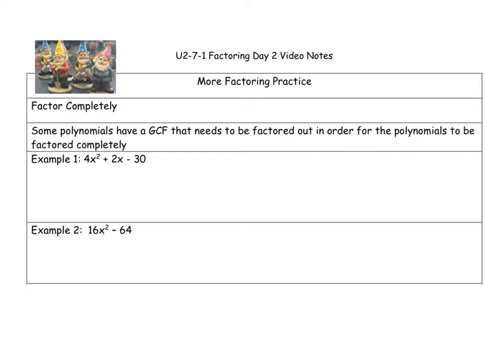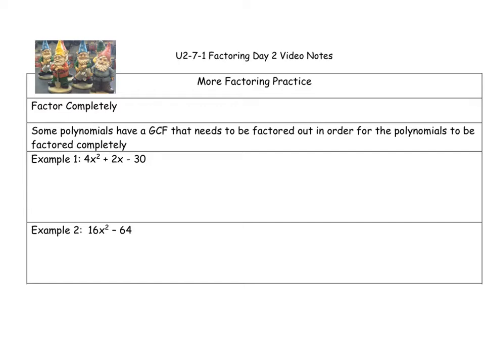Okay, so we are going to look at more factoring practice, and first we're going to take a look at see if the quadratic has a GCF, or a greatest common factor. So we want to look at the coefficient of each of the terms and see if there's a common factor between 4, 2, and 30. And there is. The common factor of 4, 2, and 30 is 2. And we also want to look at the variable and see if it has a common factor. And these two have a common factor of x, but this one doesn't have an x.